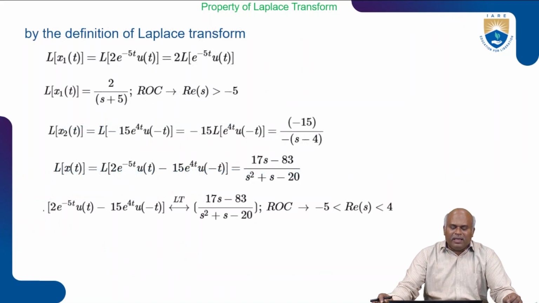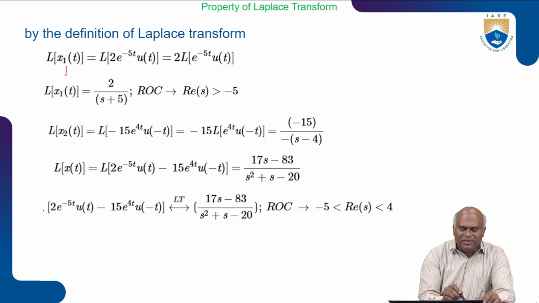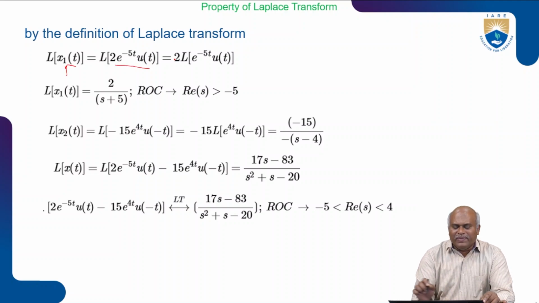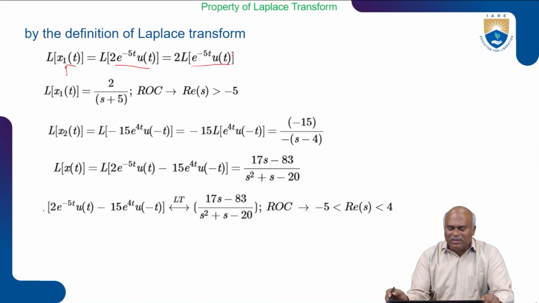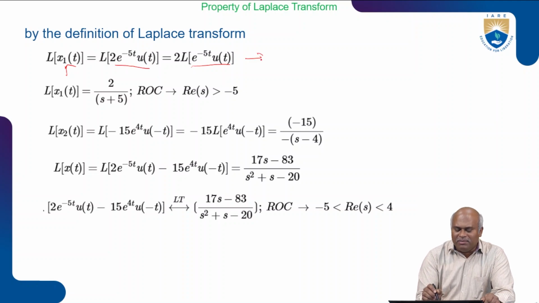By the definition of Laplace transform, the Laplace transform of x1 of t is the Laplace transform of 2 e power minus 5t u of t. Here 2 is a constant, so take it out. The remaining portion is e power minus 5t u of t, which we write as 2 times the integration from 0 to infinity of e power minus 5t e power minus st dt.